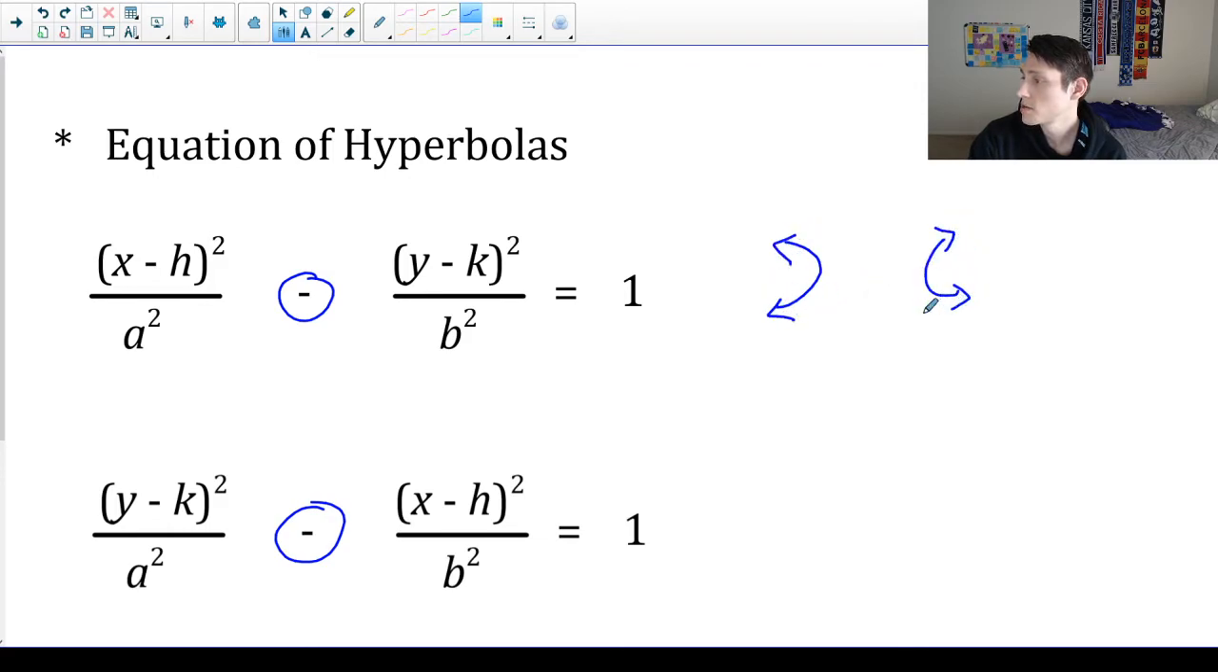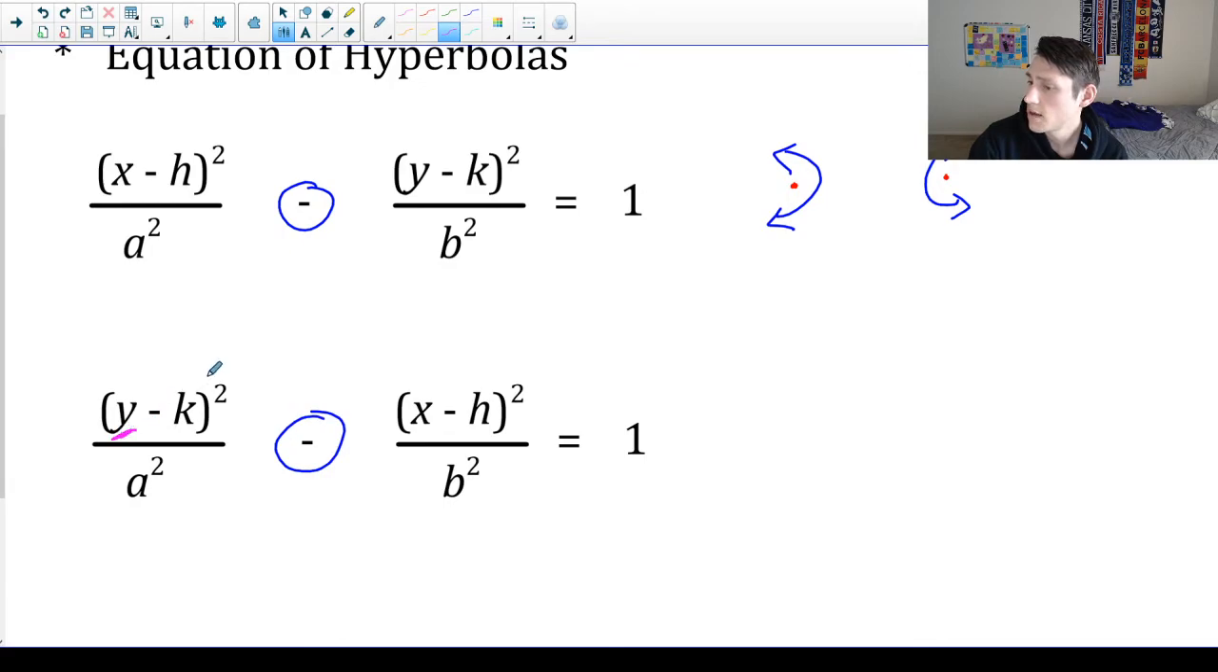This first equation would give me a hyperbola that is opening left and right, east-west or something. And this second equation, if the y value is first, then that is a hyperbola that opens up and down. But if the x is the first term, then it goes left and right.